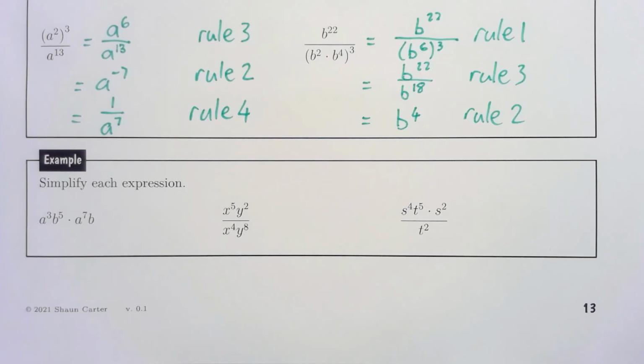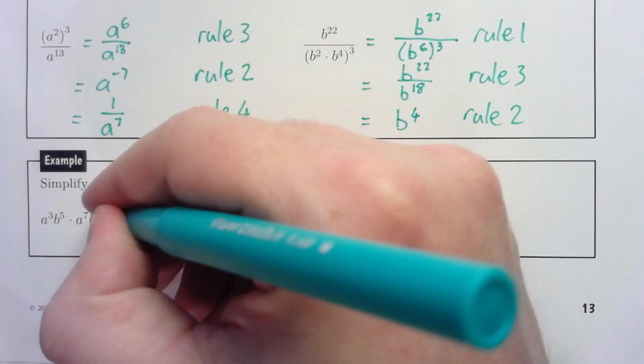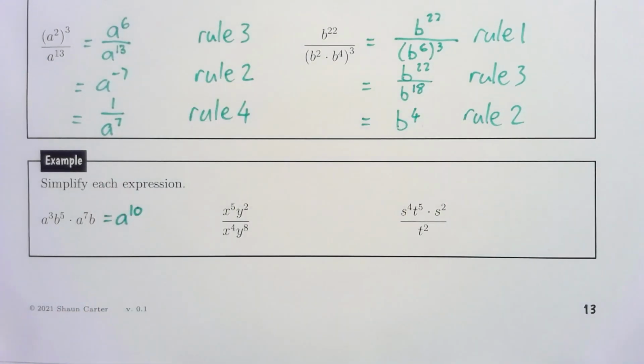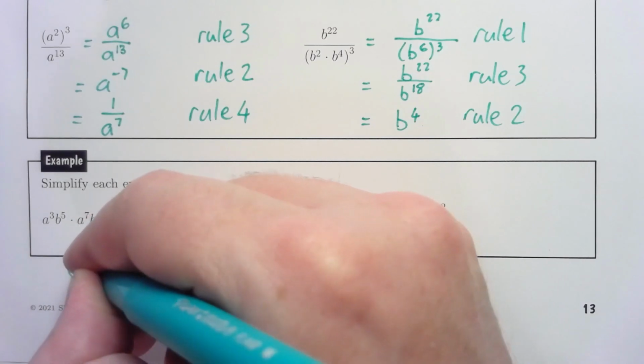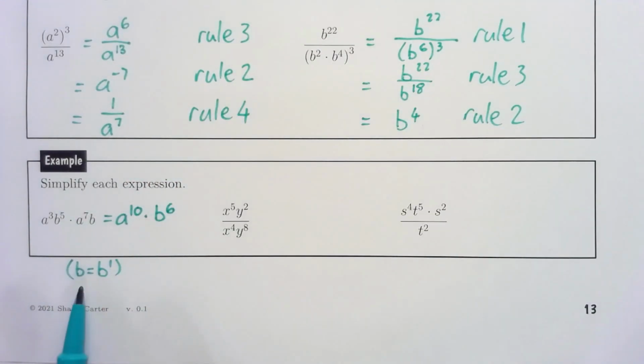So if we have a to the power of 3 times b to the power of 5 times a to the power of 7 times b, let's start just looking at the base of a. 3 plus 7 is 10, so we have a to the power of 10. 5 plus 1 is 6, so we have b to the power of 6. Remember, anytime we have a base without an exponent, there's an implicit 1 for our exponent.